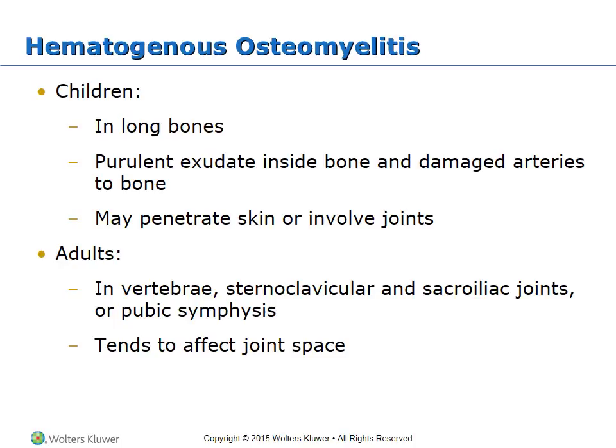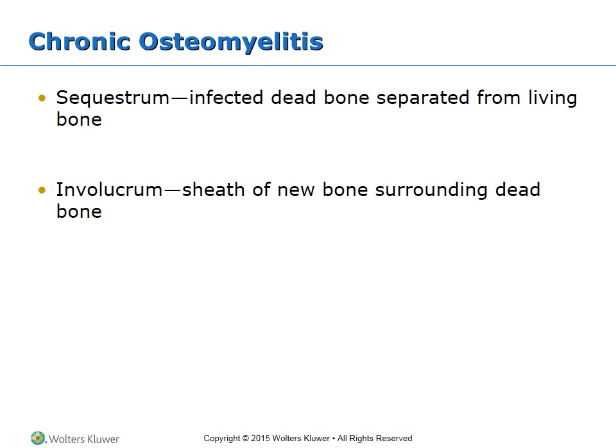In adults, we see this more often in our vertebrae, sternoclavicular area and sacroiliac joints, and usually this affects more of the joint space and less of the skin issues. Chronic osteomyelitis, we can have issues where we have dead bone separating from living bone. We can have a sheath of new bone around dead bone, which is going to just cause problems for our patients. I haven't seen this very often, so I wouldn't spend a whole ton of time studying about chronic osteomyelitis. What we're more concerned about is acute.